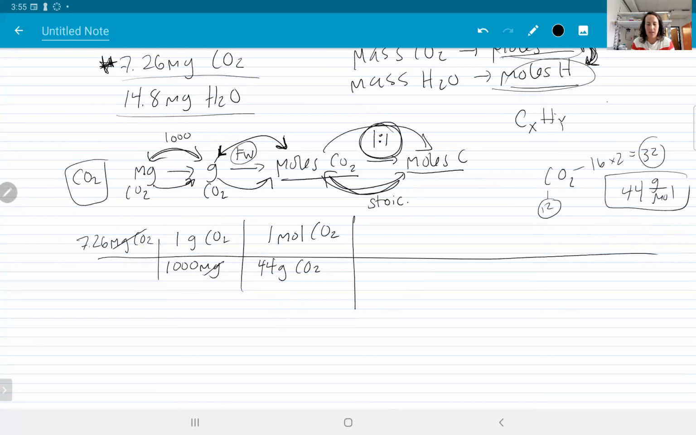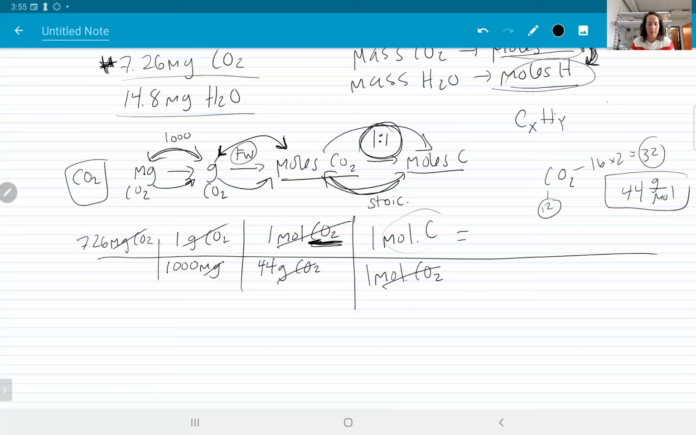And remember, I said it was a 1-to-1 ratio because for every 1 molecule of CO2, there's 1 molecule of carbon. So 1 molecule of CO2 is 1 molecule of carbon. And moles and molecules are pretty much exactly the same thing, right? They're both amounts. There's just a lot of molecules in 1 mole. So moles cancel, grams cancel, and I'm left with moles of carbon.